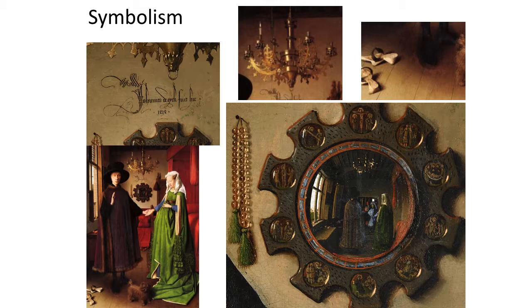It's an idea of witnessing that is also reverberated in the artist's signature above the mirror. If you take a look at the top left image, you can see the script that's located right above the top of the mirror. It essentially says, Johann Van Eyck was here, and reveals the artist's presence as well as alluding to the viewer's presence in this scene.